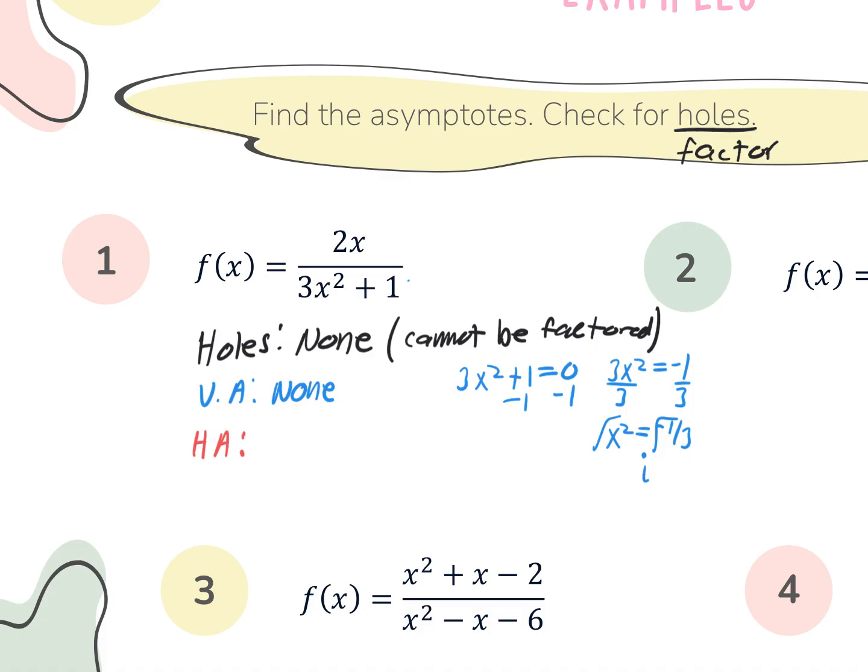The horizontal asymptote, you're looking at the degrees. The degree on top is 1. The degree on the bottom is a 2, 2x to the first and 3x to the second. If the top is smaller than the bottom, that's only one scenario, it's y equals 0. Only one possibility there. And if there is a horizontal asymptote, there is no slant asymptote. So here I'm going to write none. That's all we have to do for that one.